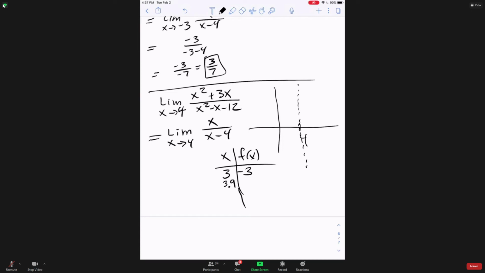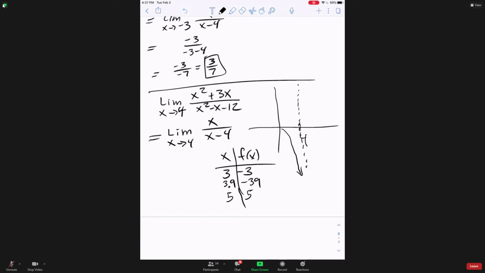So I get 3.9 divided by 3.9 minus 4. I get negative 39. So it looks like as x gets closer and closer to 4 from the left side, it's going towards negative infinity. If I were to pick the right side, 5, let's see here, 5 over 5 minus 4, 5 over 1, which would be 5.